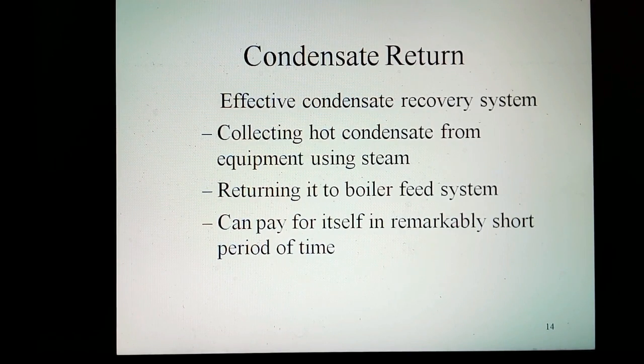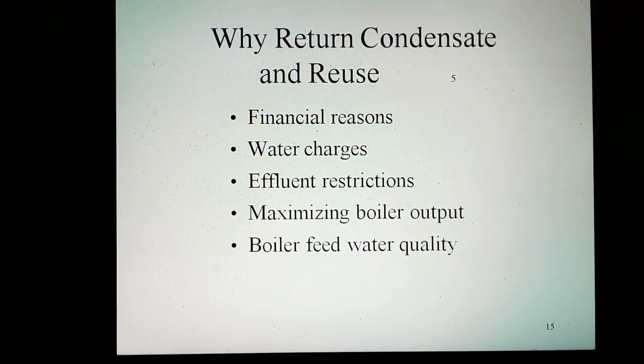Condensate return. An effective condensate recovery system, collecting the hot condensate from the steam using equipment and returning it to the boiler feed system, can pay for itself in a remarkably short period of time. Why return condensate and reuse it? Financial reasons, water charges, effluent restrictions, maximizing boiler output, boiler feed water quality.